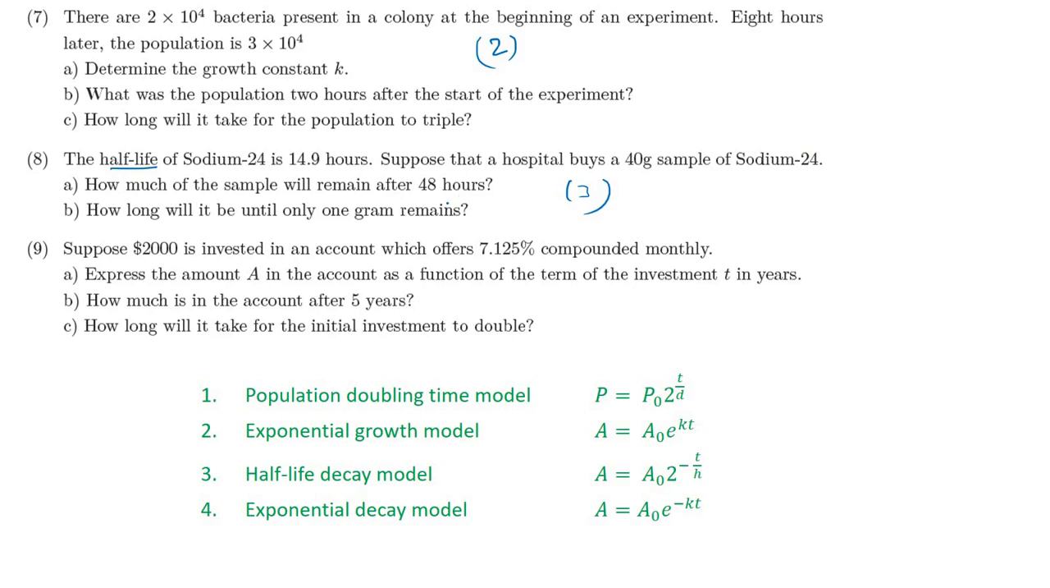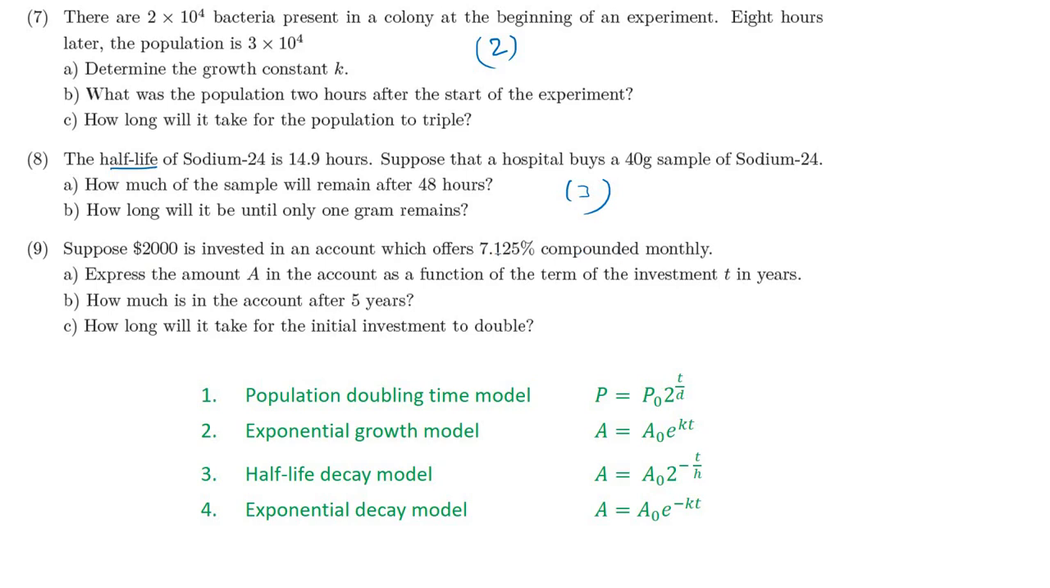Same type of problem. The last one, a bank problem. Suppose $2,000 is invested in an account which offers 7.125% compounded monthly. What will happen? For example, if we put some amount in bank, the bank will give interest. If we take money from bank, we want to pay interest. Okay, so that is the difference. This is universal. Maybe in Oman it may be a little different, but it is universal. When we put money to bank, bank will give interest. Remember that point.